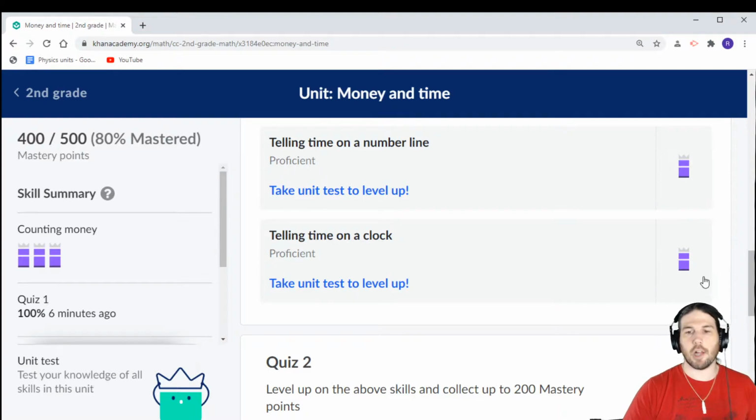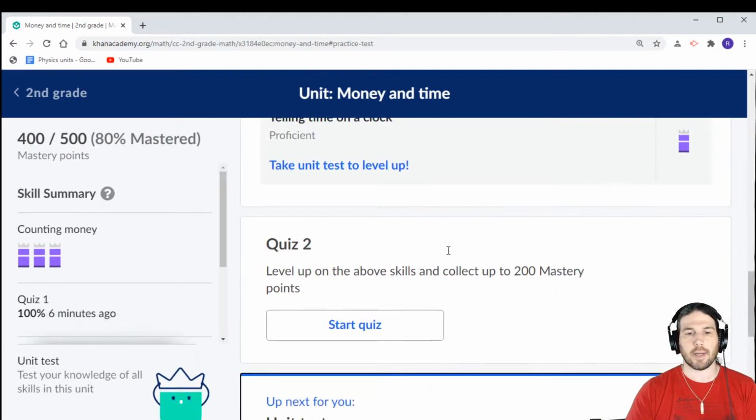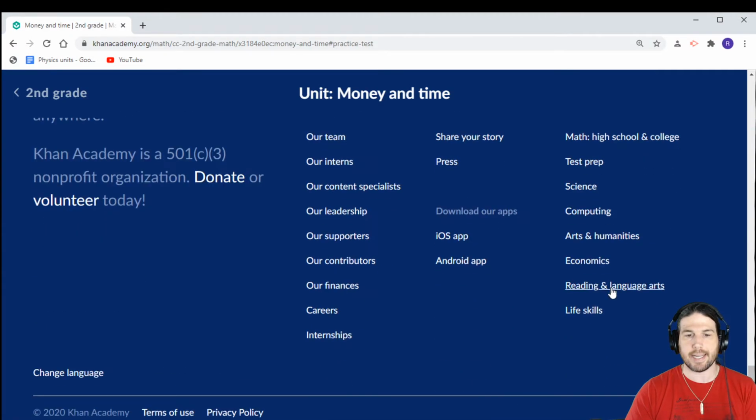Telling time on a clock. Now, we're already proficient in telling time on a clock. I think that's because I accidentally did this on this account rather than my other account. So we're going to do this again anyway.